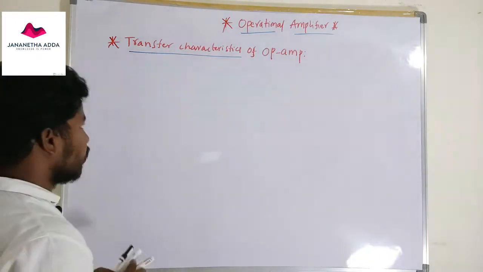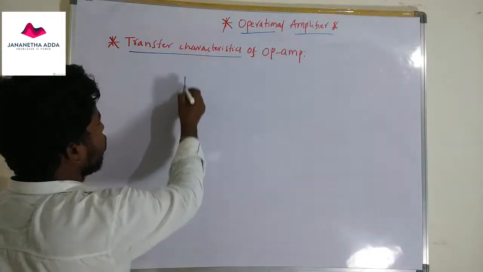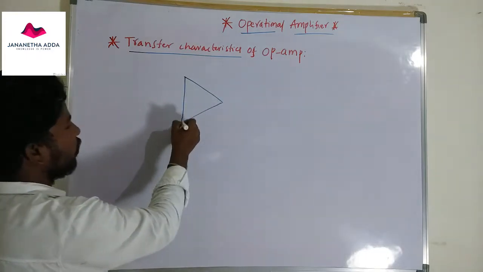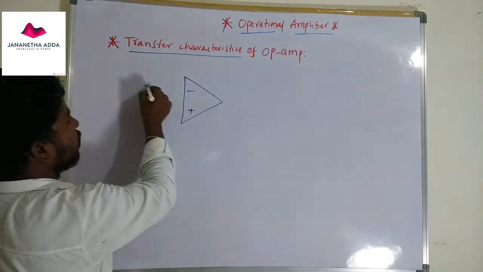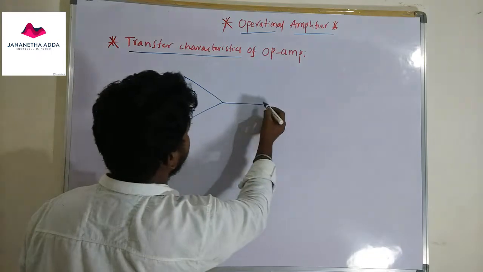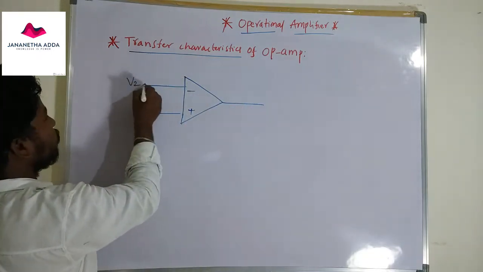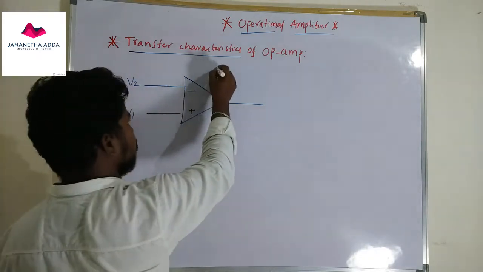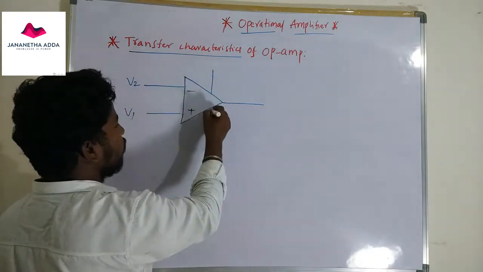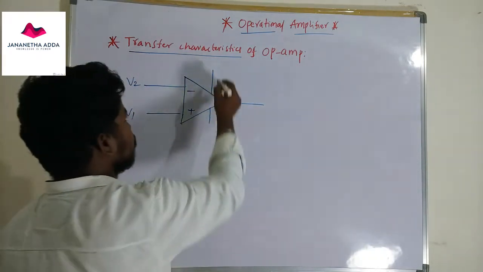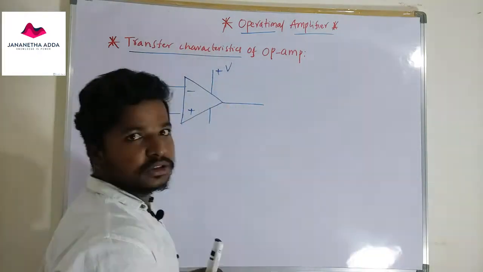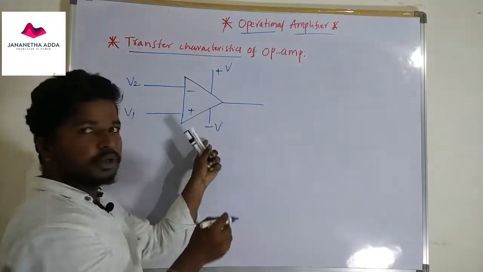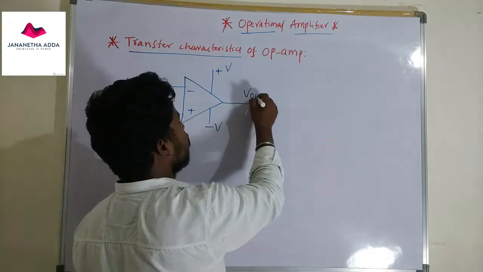So we represent an ideal operational amplifier as having two inputs and one output. We term them V2 and V1, where one is the non-inverting terminal and the other is the inverting terminal. By default we have a positive supply, which we represent as positive V, and a negative power supply, and we also get one single output.